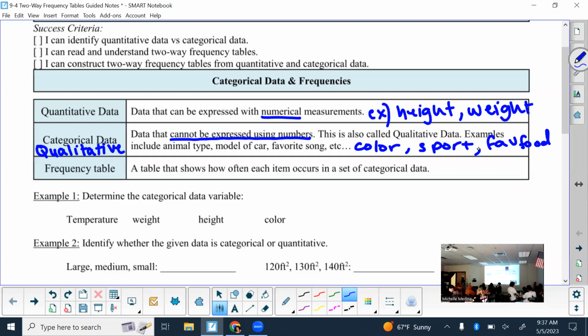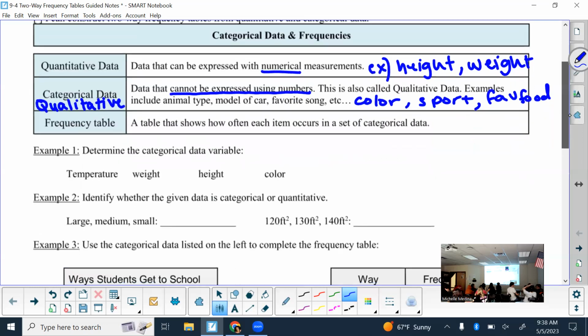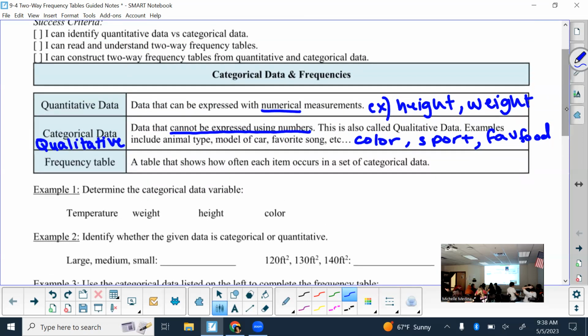All right, frequency table. What's another word for frequency? Often. So it's how often something occurs in categorical data. So when we make frequency tables, we do use numbers, but it's essentially just saying how many times something appeared in that data. All right, so frequency tables, pretty important. We'll do some examples with that. Any questions on the vocab?